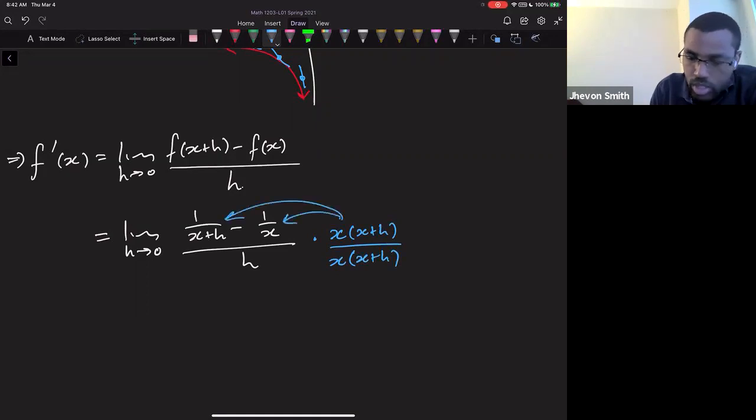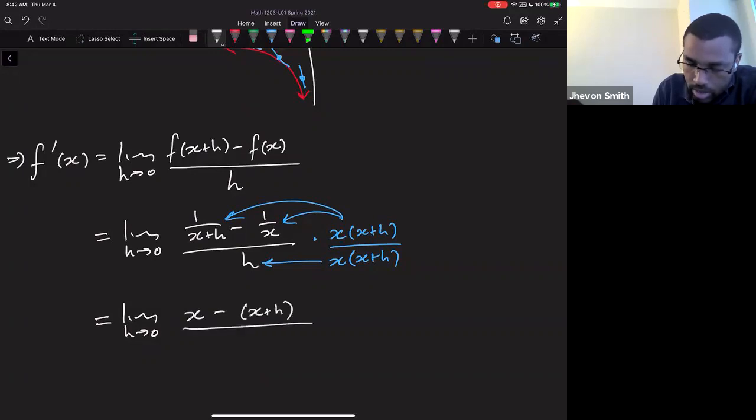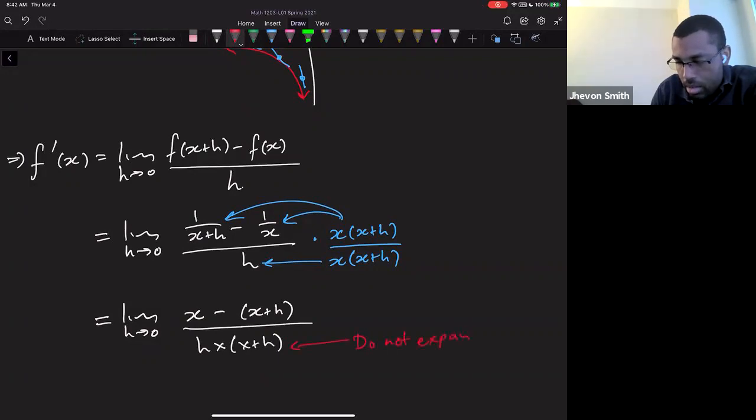Of course, it's going to be distributed in the top, and that's going to multiply into the bottom. So in the first case, the x plus h is canceled. We're left with x. In the second case, the x cancels. We're left with x plus h. In the denominator, we have this. Remember, do not expand the denominator. You almost never want to do that.